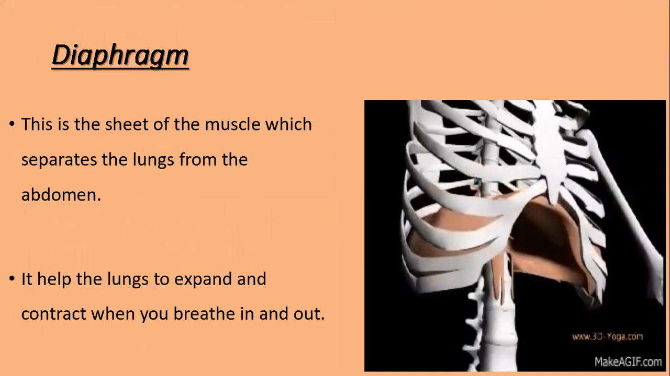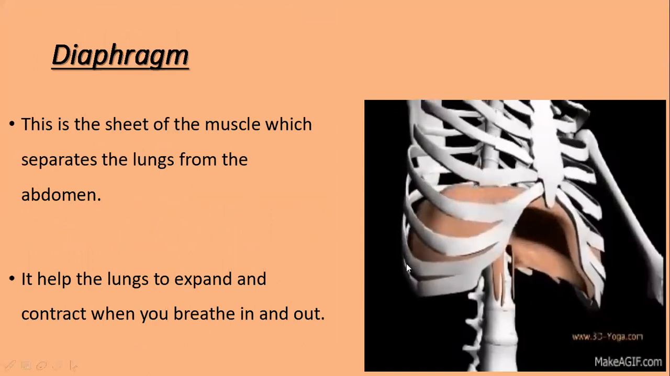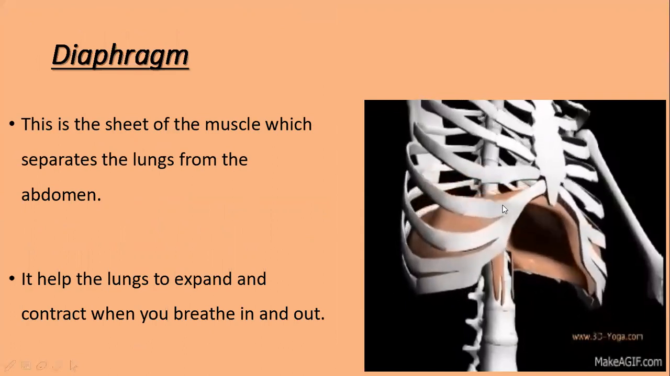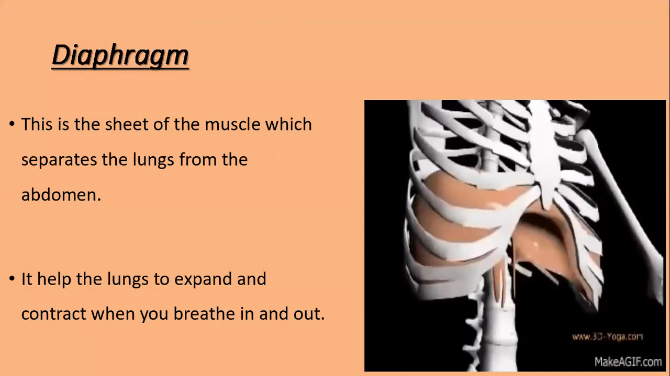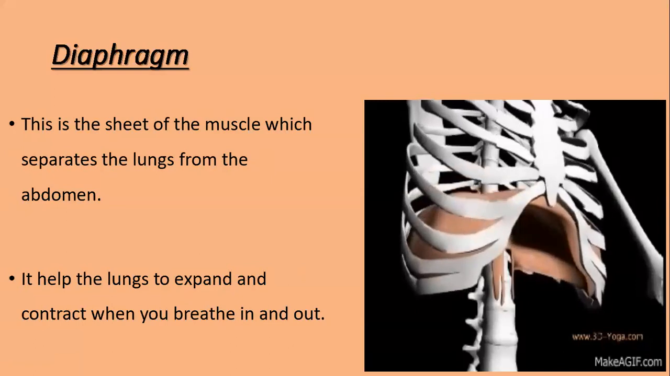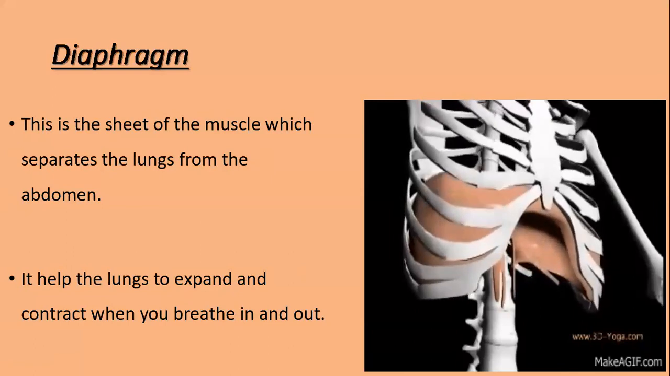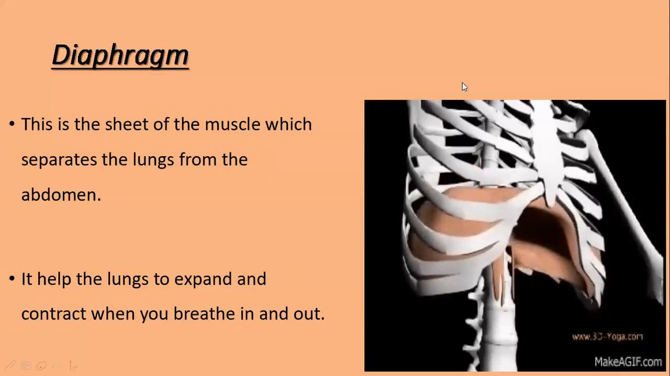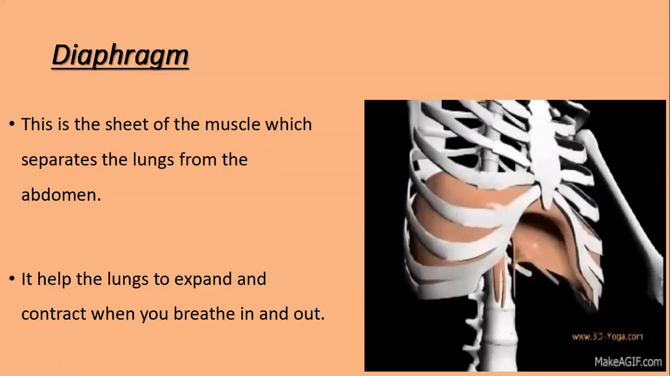This is the sheet of the muscles which separate the lungs from the abdomen. This sheet is called diaphragm. It helps the lungs to expand and contract when you breathe in and out. As you can see, it is expanding and contracting, just pushing the rib cage.